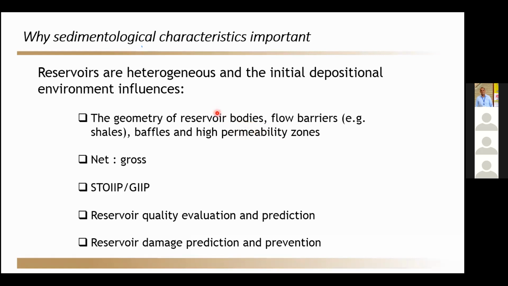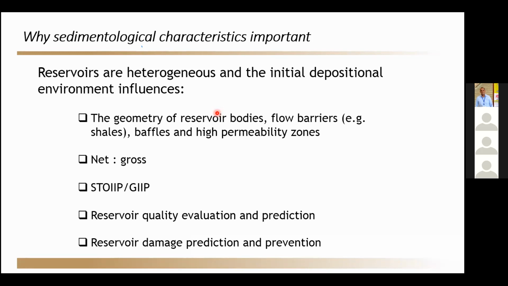Identifying the geometry of my reservoir body is one of the sedimentological characteristics, along with the flow barriers. The net to gross: you have to know that the net to gross itself is different between depositional environments, and within the same depositional setting. For example, in the fluvial setting, I have braided channels and I have meandering channels. You have to know that the net to gross in the braided channel is completely different from the net to gross in the meandering channels.